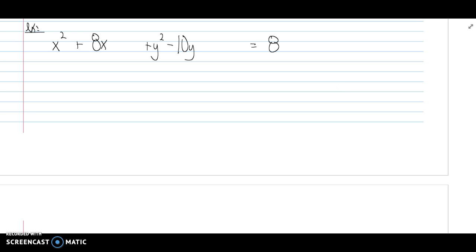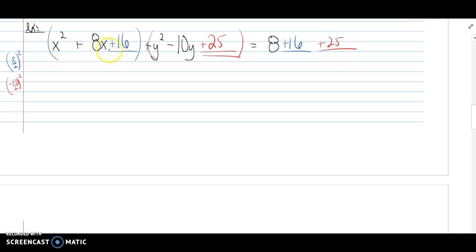However, it's not in standard form, so we have to complete the square. We'll look at this part of the problem first. With the x squared plus 8x, we're going to take half of the 8 and then square that. So 8 divided by 2 is 4. 4 squared is 16. So we're going to add 16 here, and we're going to add 16 to the other side. Now for the y's, half of -10 is -10 over 2. When we square that, that's -5 squared, so plus 25, to both sides of the equation.